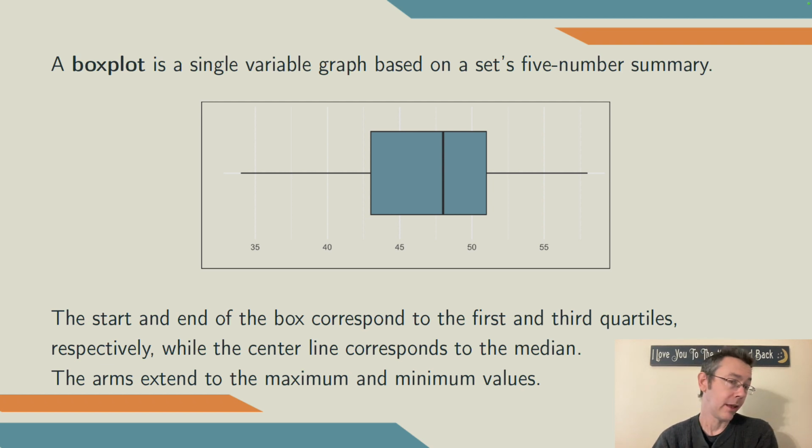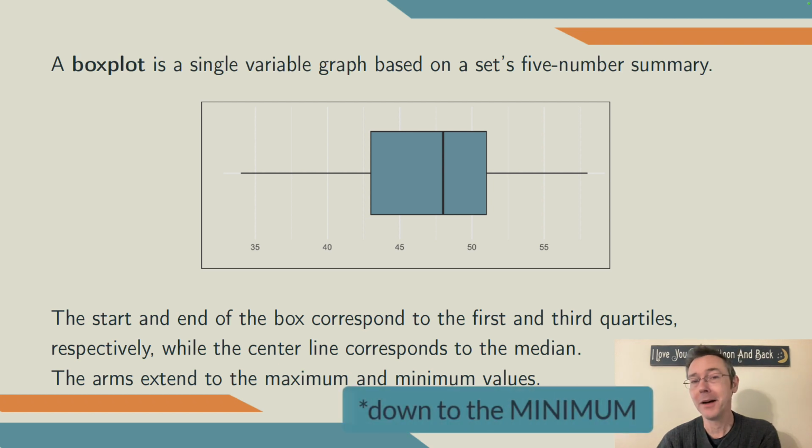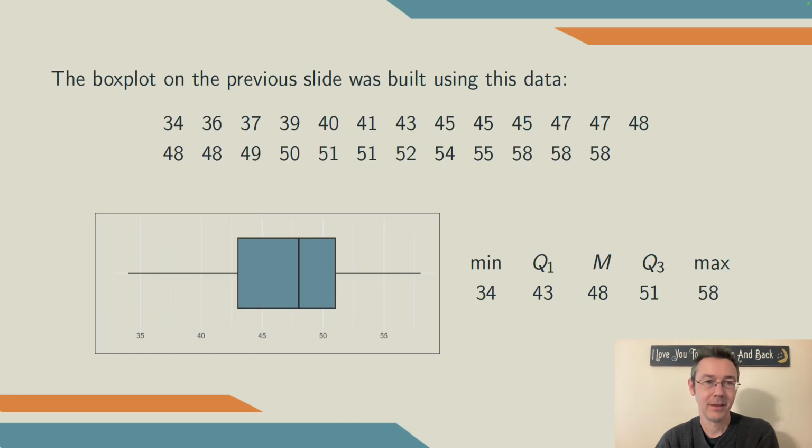So that box is the middle half of the data. The arms extend out to the full range of the data, so they go all the way down to the minimum and all the way up to the maximum. The box plot on that last slide was built using this data, so you can pause the video and do that for practice if you want, getting this 5-number summary and making a box plot of your own.